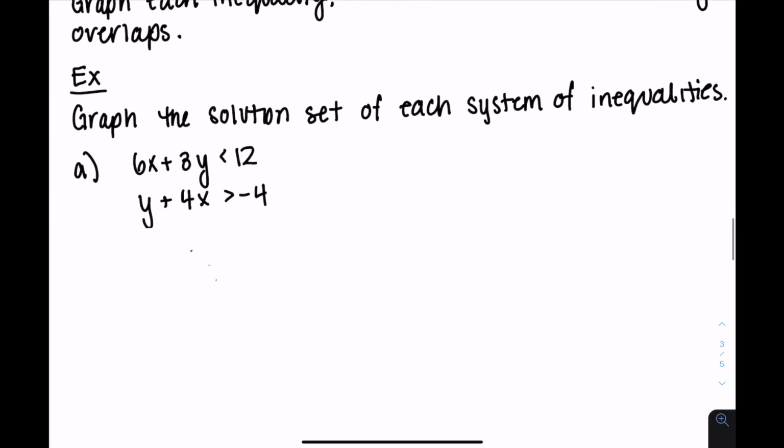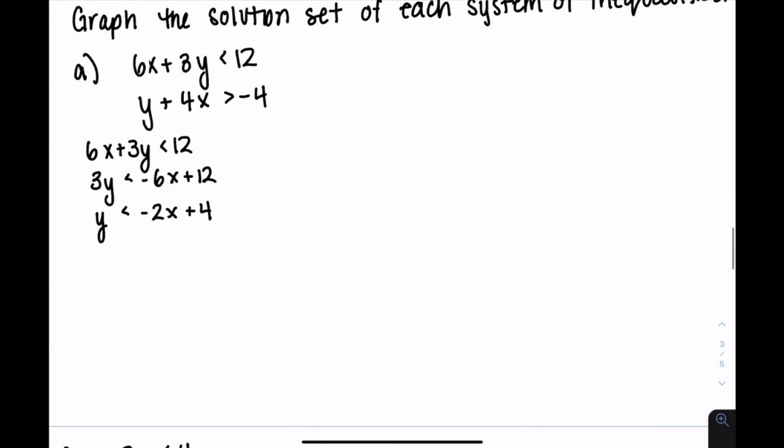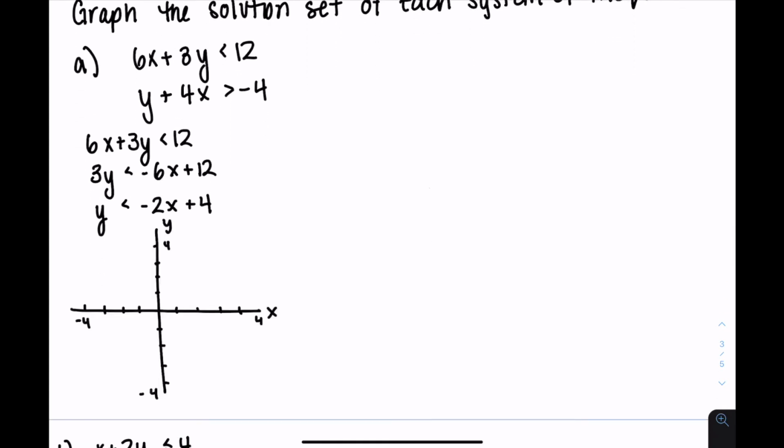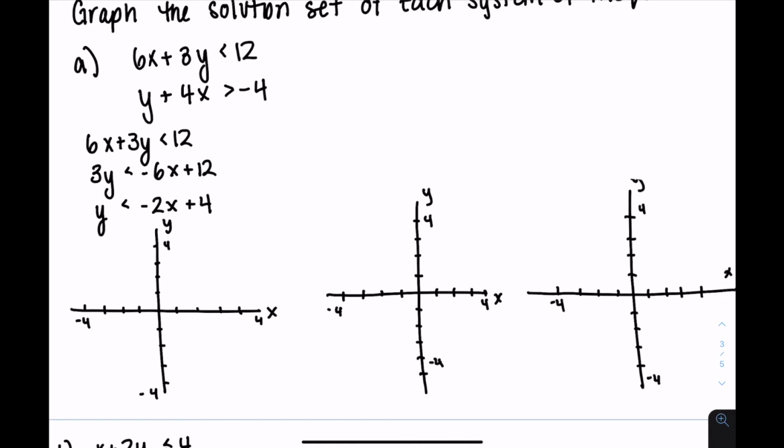So let's go ahead and try a bunch of examples. Let's graph the solution set of each system of inequalities. So we're going to start with this first line, and we've got a second line, and I want to make sure I'm satisfying both of them. So what I want to do is solve this for y, so I'm going to go ahead and subtract 6x, and then divide by 3. So I want to graph this inequality. I'm going to keep the same axes for each of these, because we're going to have to combine them. And since I have a strict inequality, I'm going to graph this line as dotted.